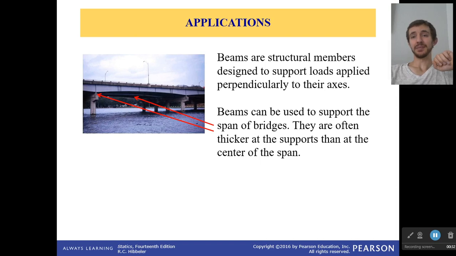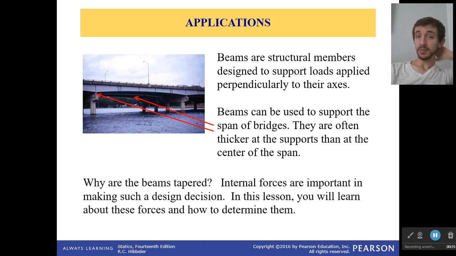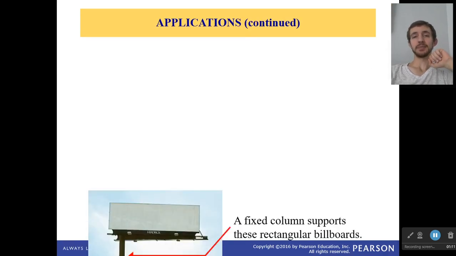So first off, why do we care? Well, we have these beams right here, and they're structural members designed to support these loads. The loads are pressing down on them, so the loads are applied perpendicular to their axis. Now, one question for you might be, why is it tapered? Why isn't it just straight across the entire time? Some bridges it is, some it's not. Well, the internal forces are important to this. The internal forces change, and therefore the size of the beam changes. So we're going to learn how to calculate those internal forces so we can tell why the bridge changed its shape there. Okay.